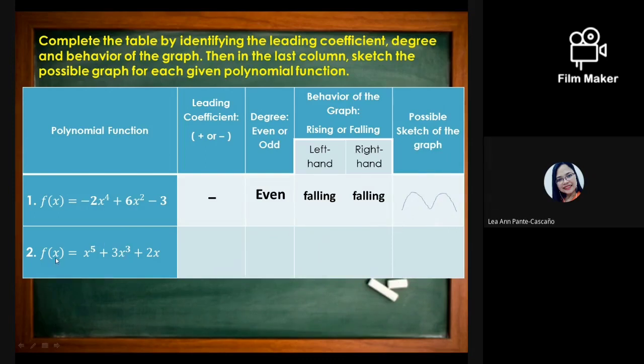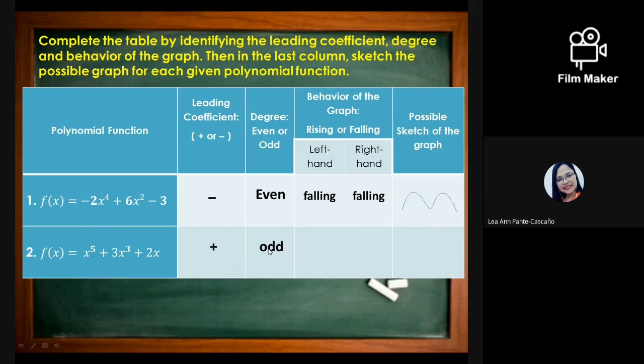Let's have next, number 2, if we have f of x equal to x raised to 5 plus 3x cubed plus 2x. As you can see, the polynomial function is written in standard form kasi naka-arrange siya from highest exponent down to the lowest. So therefore, the leading coefficient here is positive. The degree here is 5 and that is odd. So therefore, pag positive odd, magkaiba siya.